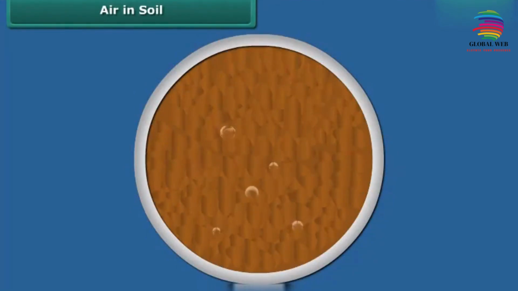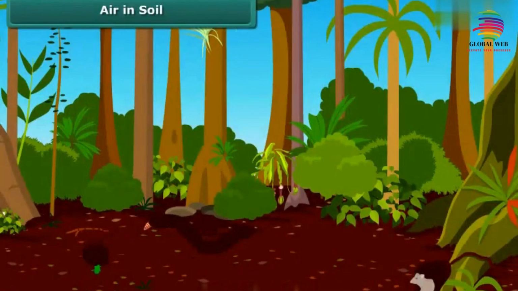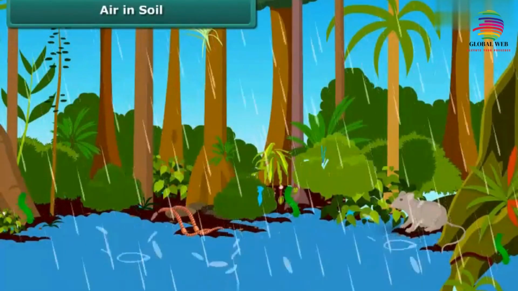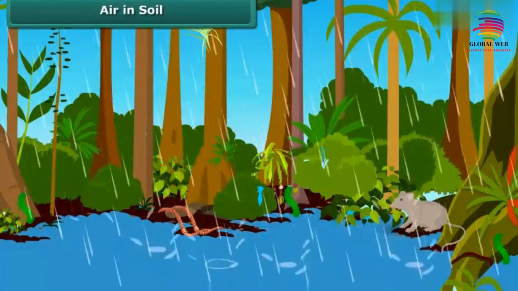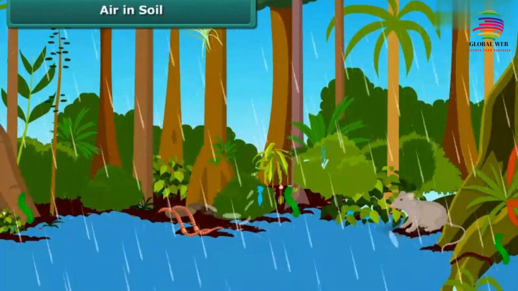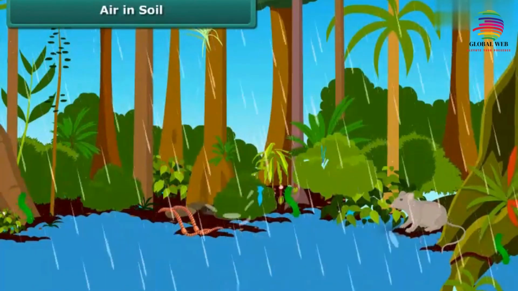When water is added to the soil, it replaces the air present in the soil. The air in the soil comes out as bubbles. The organisms living in burrows and holes of the soil use this trapped air to breathe. During rainy season, when water is filled in the burrows and holes, these animals have to come out for respiration.